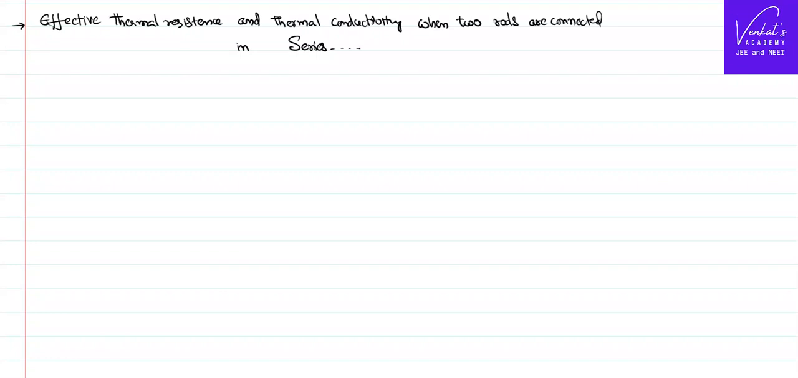Here in this video, we would like to talk about what happens if two rods are connected in series in the case of thermal conductivity. Let us consider two rods as I am going to show now. This is rod 1.